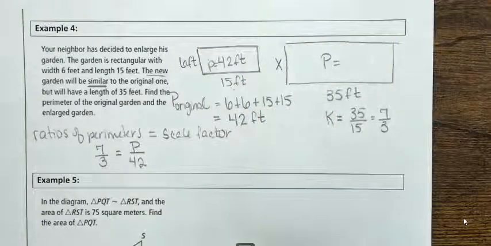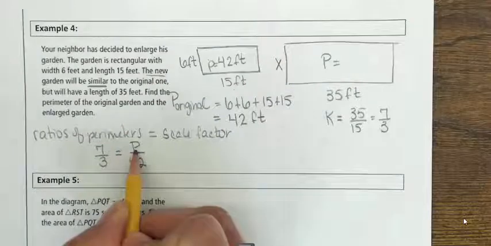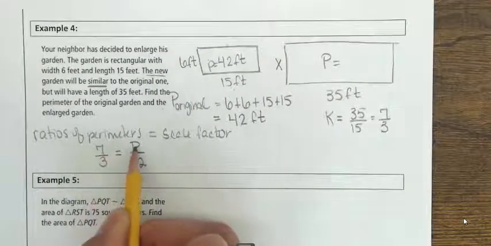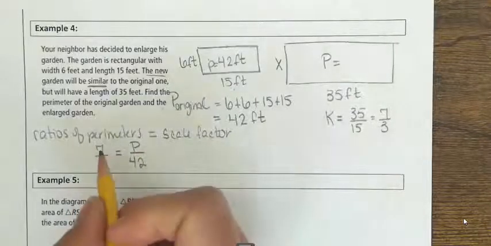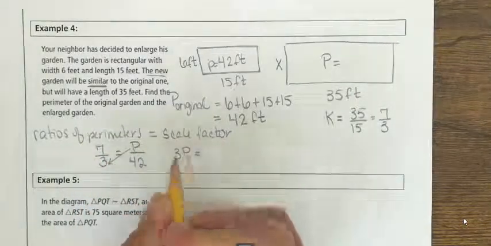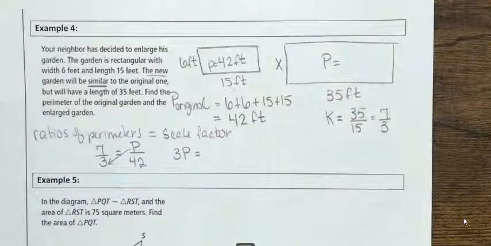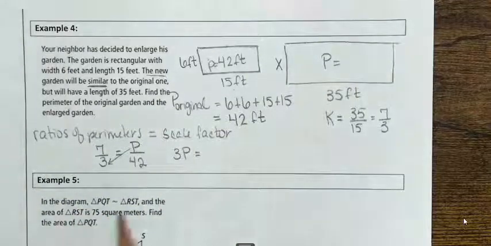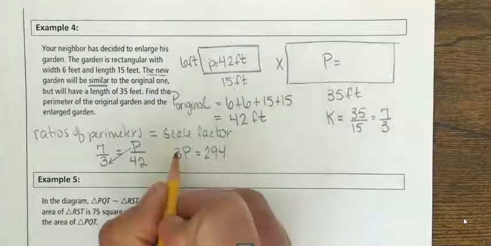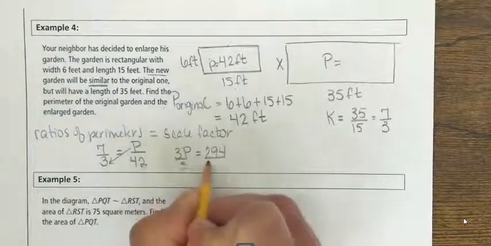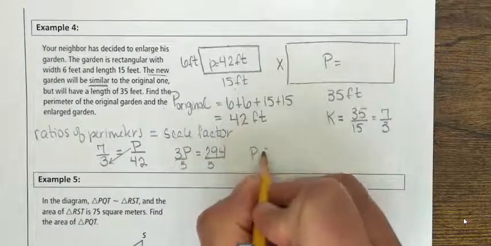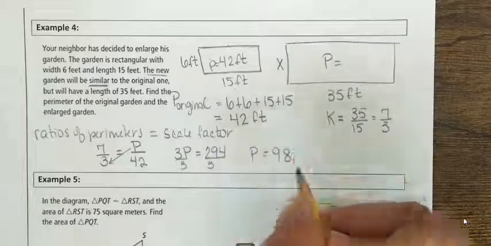Now I can solve that for P. P times 3 is 3P. And 7 times 42 is 294. And now we'll divide both sides by 3. 98. So I get P is equal to 98.